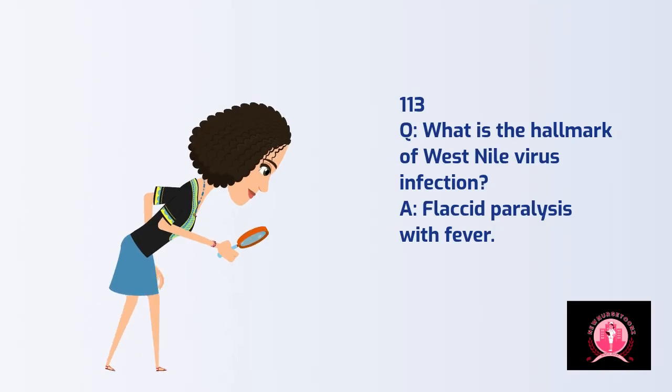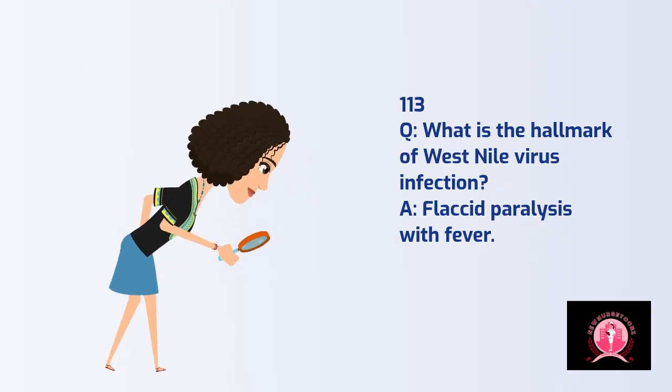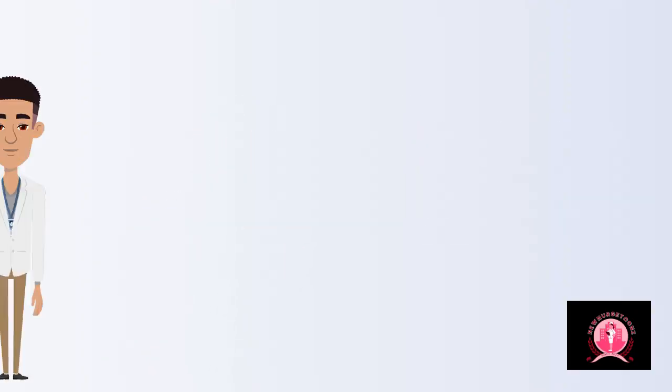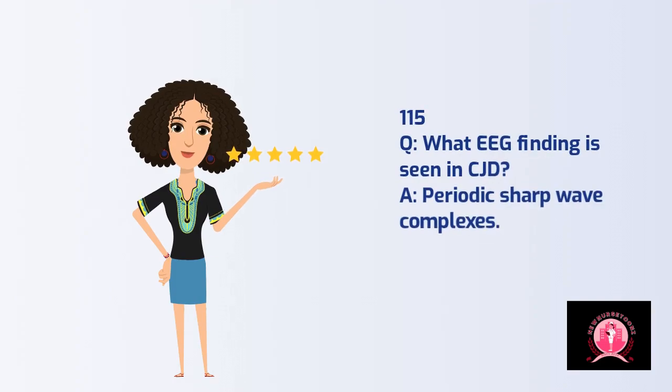113Q. What is the hallmark of West Nile virus infection? A. Flaccid paralysis with fever. 114Q. What is Creutzfeldt-Jakob disease? A. Rapidly progressive dementia caused by prions. 115Q. What EEG finding is seen in CJD? A. Periodic sharp wave complexes.